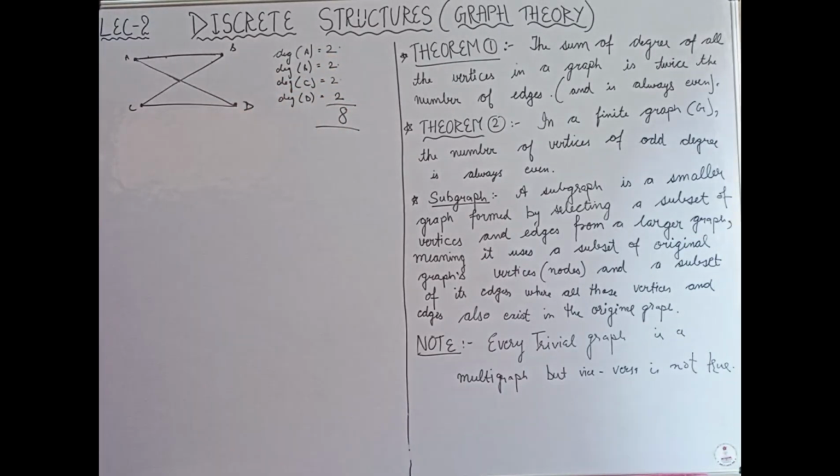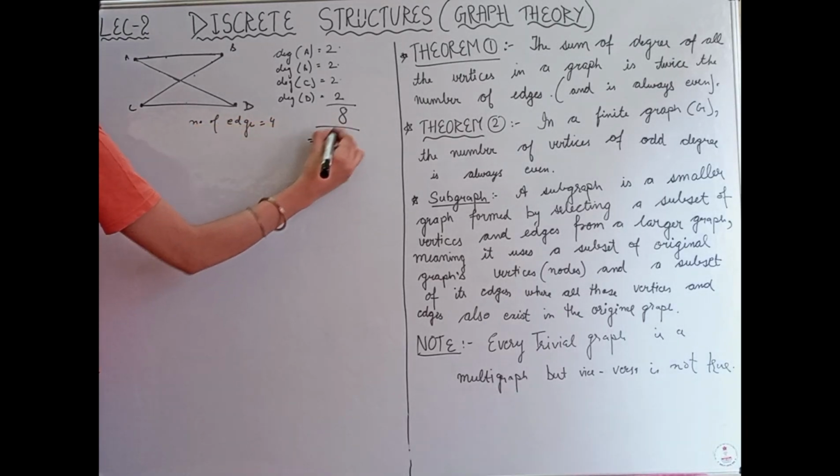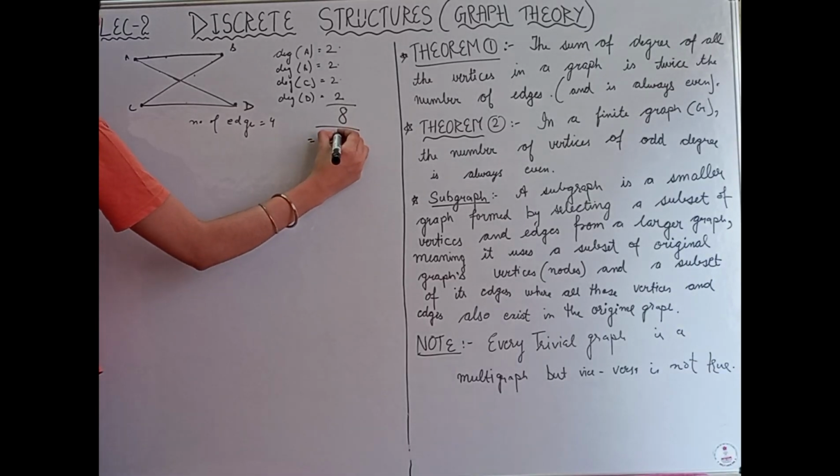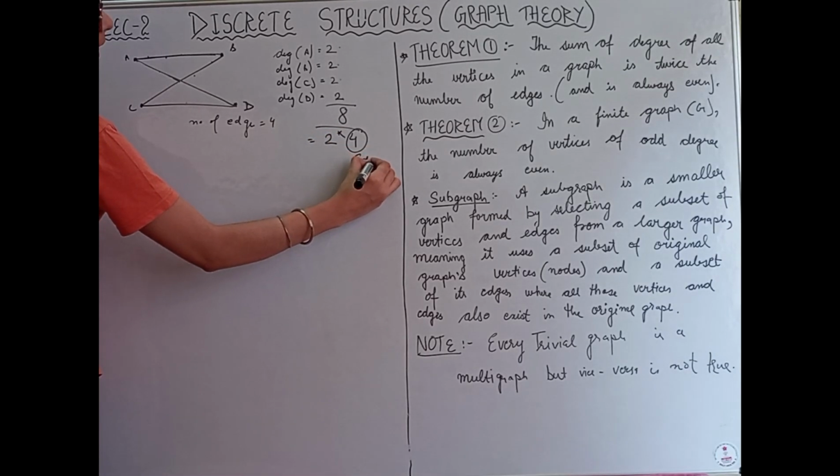So if we count the number of edges, how many edges do we have in this graph? 1, 2, 3 and 4. So the number of edges will be equal to 4. So if we break 8 into a multiple of 2, we get 2 into 4, and this 4 is equal to the number of edges.